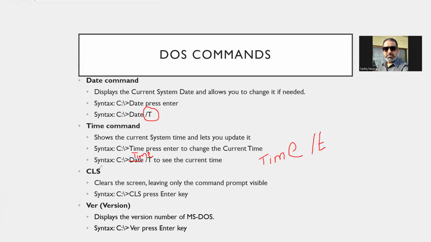The next one is CLS. CLS clears the screen, leaving only the command prompt visible. From the command prompt, you type CLS and press enter. It clears all the commands that you have used. Ver displays the version number of MS-DOS. So how to use it? The syntax is, from the root, from your hard disk, you type VER and press the enter key. All right.